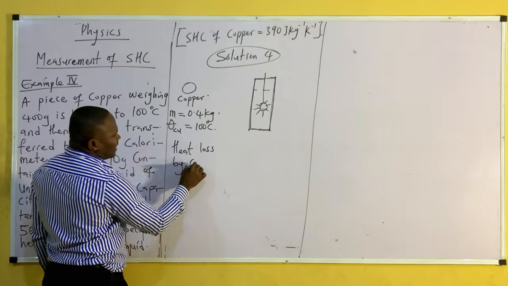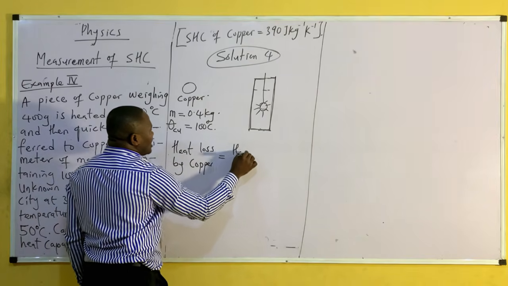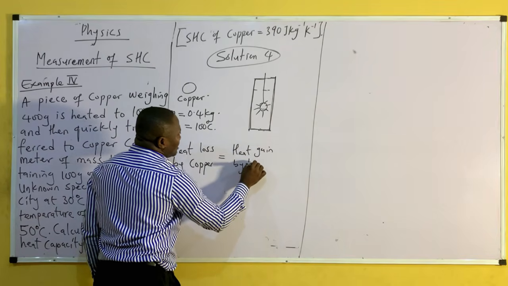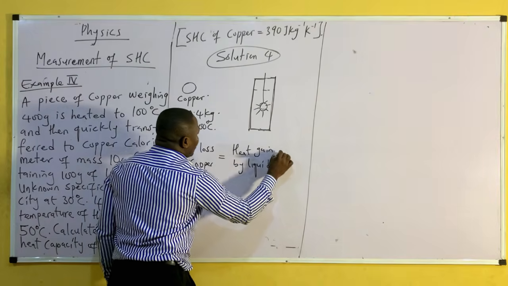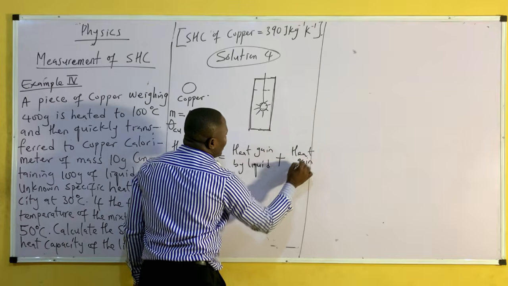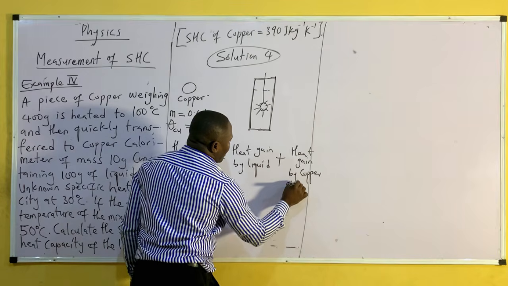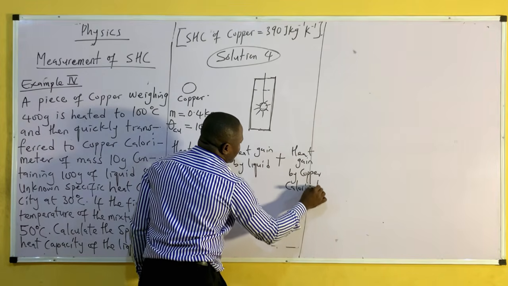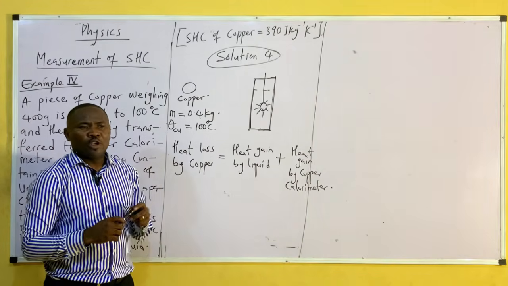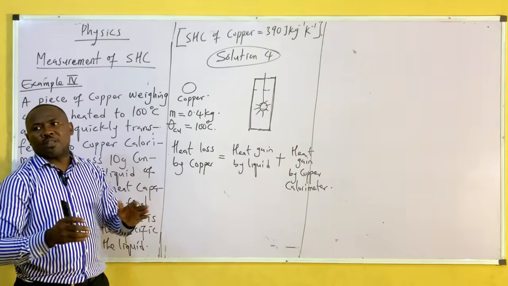Heat loss by copper equals heat gain by liquid plus heat gain by copper calorimeter. So take note of this, that this is how such a question is solved, because two things are gaining heat from the copper that is giving out heat.